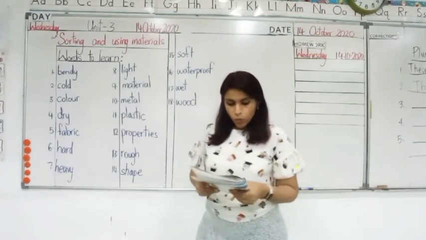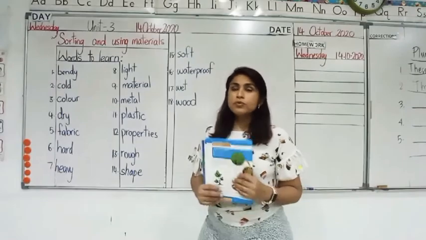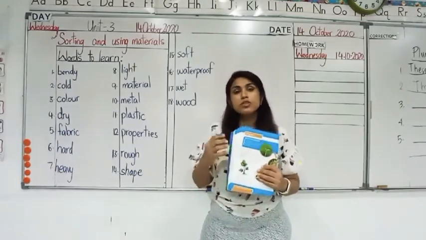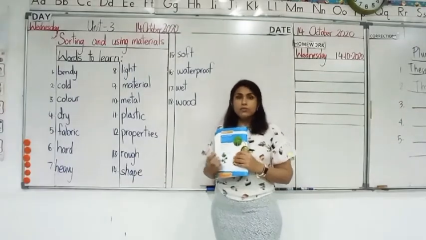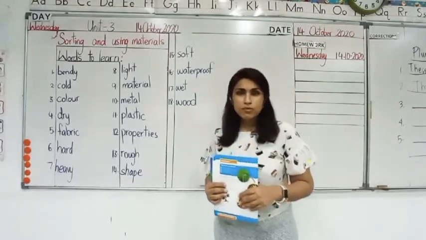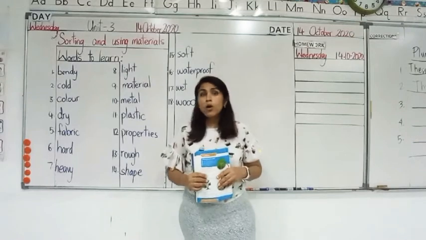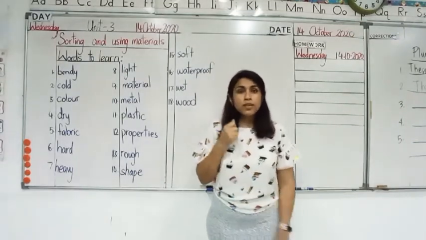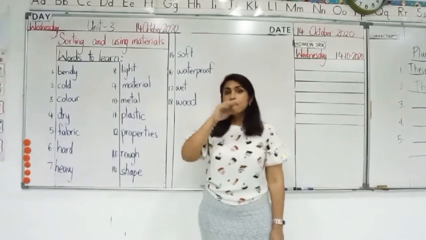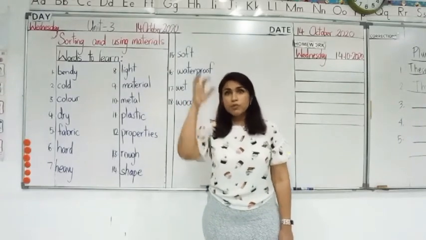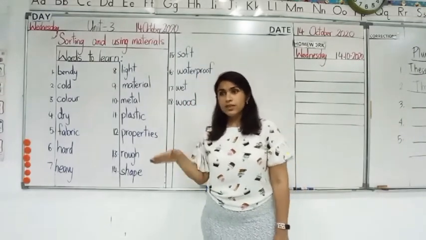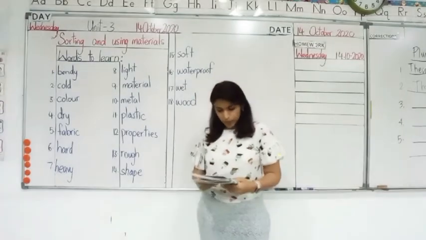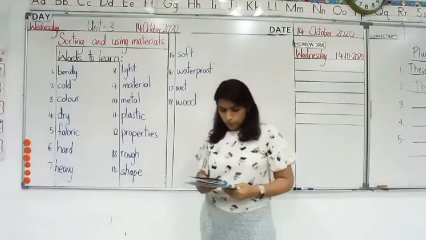Then comes waterproof, which is nothing but the material which does not absorb water. For example, raincoat material or umbrella material. Why do we use an umbrella? Because we don't get wet. When the water hits the umbrella material surface, it slides down. It does not pass through. So that is called waterproof. Yeah. Plastic is also waterproof.